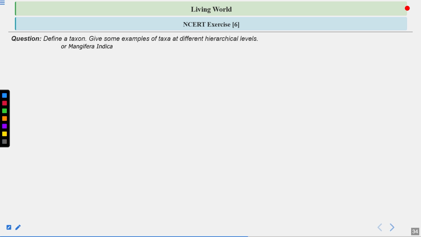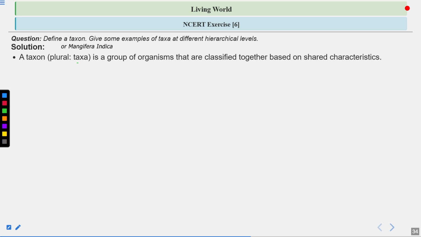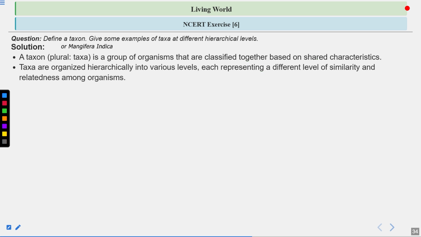So let's discuss this answer. A taxon, plural taxa, is a group of organisms that are classified together based on shared characteristics. You should remember this. Or based on similar characteristics or common characteristics. Now taxa are organized hierarchically into various levels, each representing a different level of similarity or relatedness among the organisms. So you must have studied in your book that each taxa, each category, represents a rank, a level.